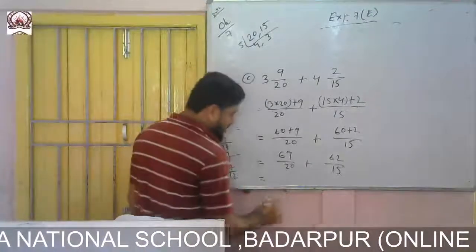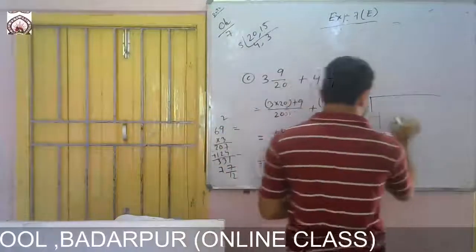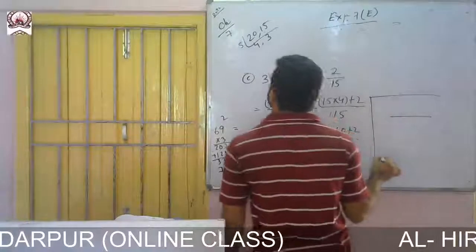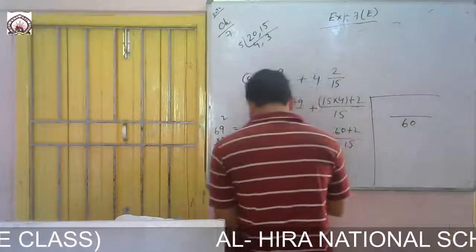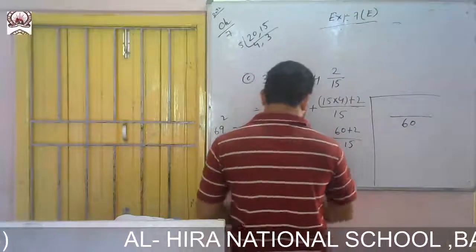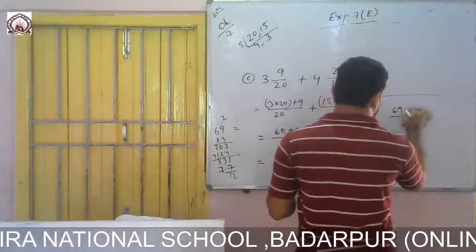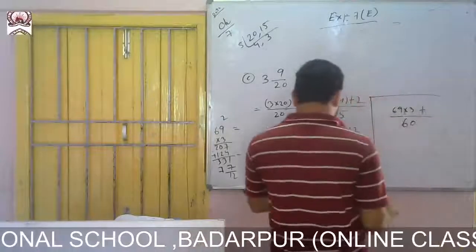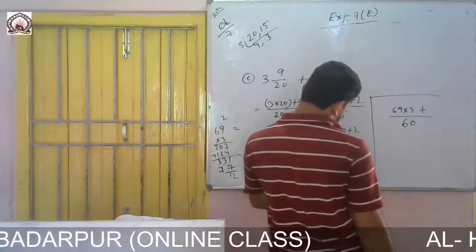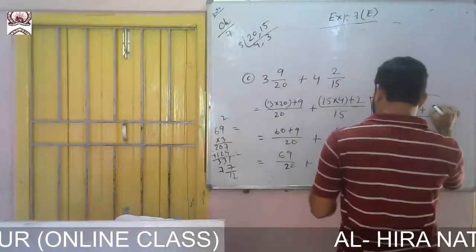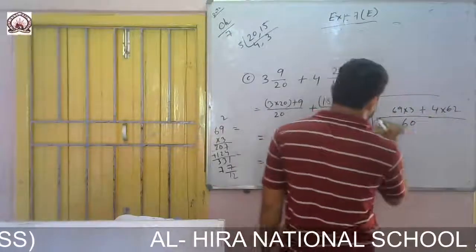LCM will be what? Where you write? LCM will be what? 60. Okay, so 20, how many is that? 23 are 60, so 69 into 3 plus, so 4 into 62. Okay, 4 into what? 62.